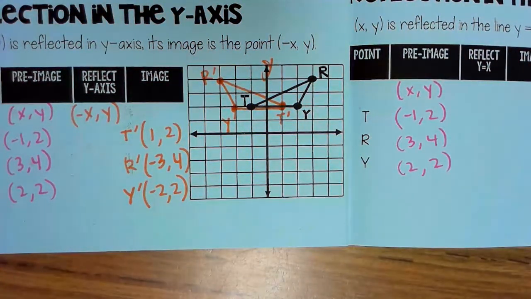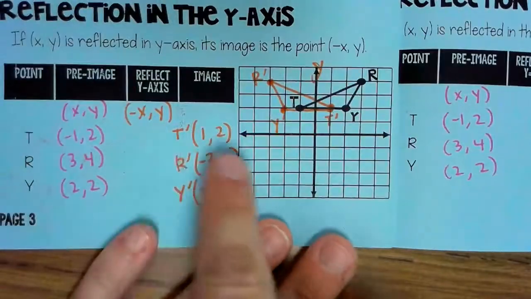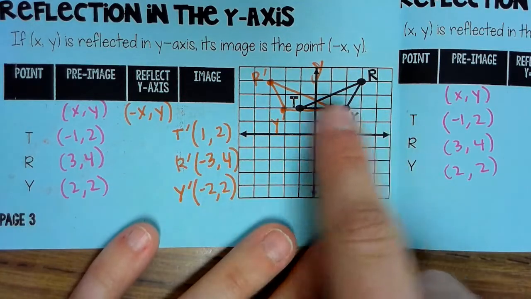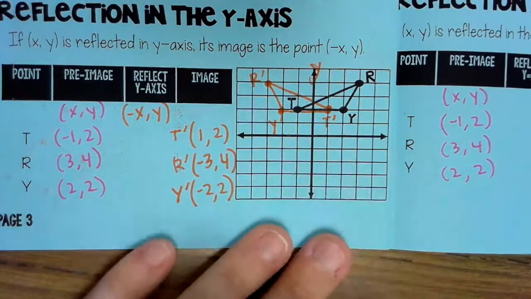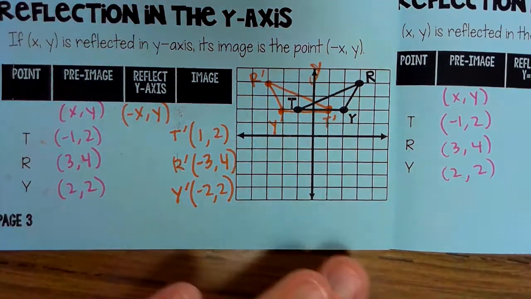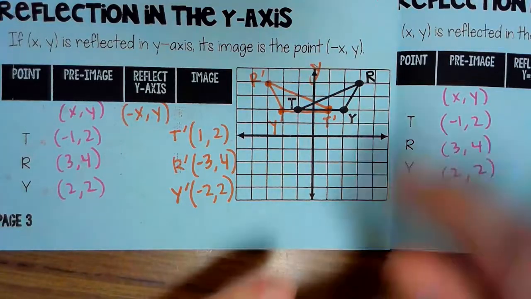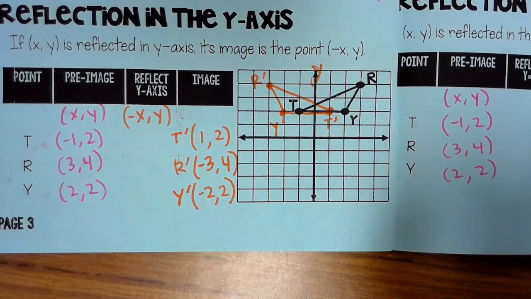And there's my reflection. Okay, so you can use whichever method you want. You can use the rule and go through and change the sign of x, keep y the same, or you can count it and flip them over. Either way, you do have to write down these coordinates, so whatever is easier for you. Okay, note these are still rigid transformations. They keep the same size and the same shape. They're just changing position on the graph.